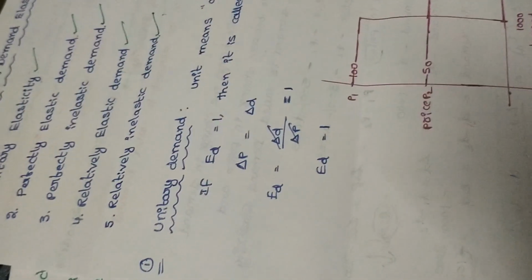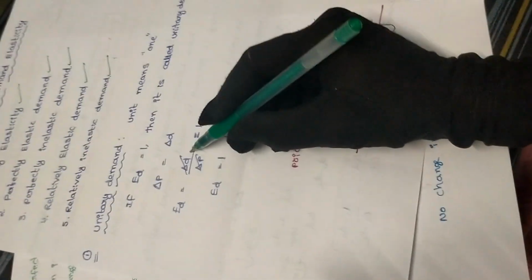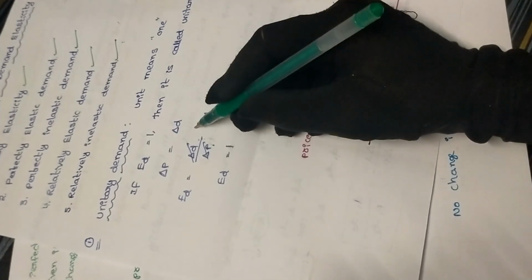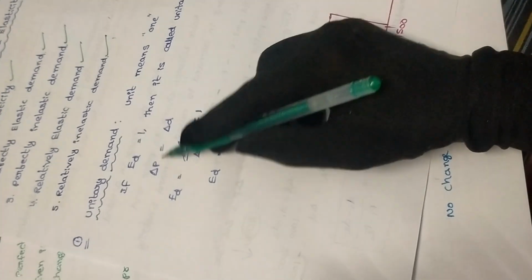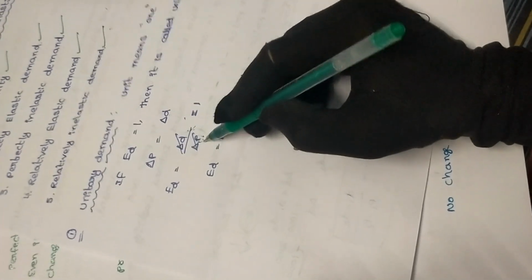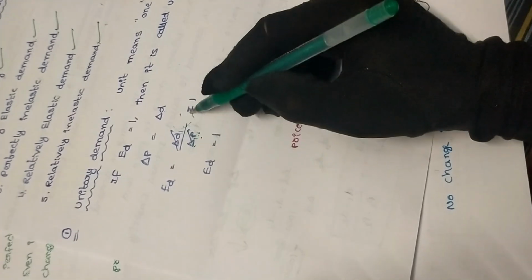Unitary elasticity means, actually the word unit means one. Unitary means it's equal to one. Now if you have seen this here, the change in demand and change in price are equal. They both get cancelled and finally the answer will be 1.